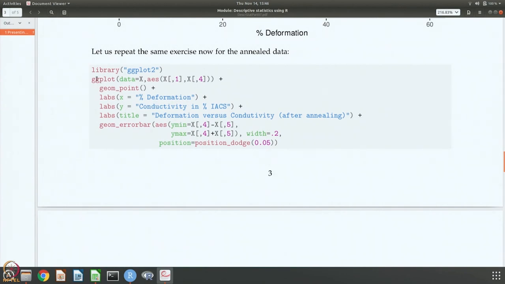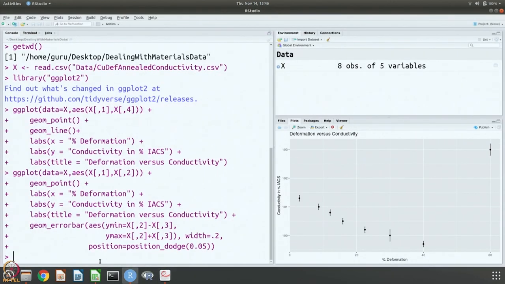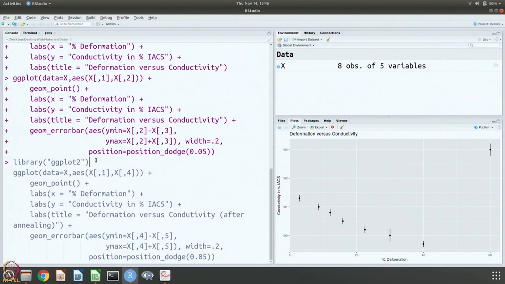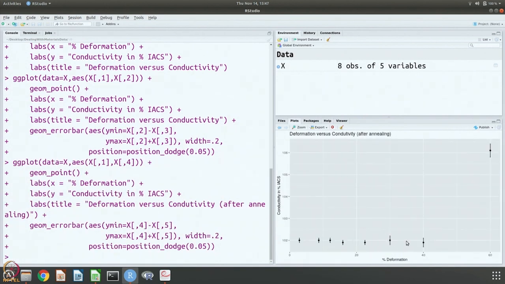And let us do now for the annealed sample. And it is the same kind of plot. So we have the data, and we are saying 1 to 4, and the error bar is given by the standard deviation, which is in the fifth column, and we are plotting with geometry. Now with the error bars, you can see that the error bars are spanning all these points except for this point, which is just touching. More or less the conductivity remains constant, which makes sense because that is what the expectation is.